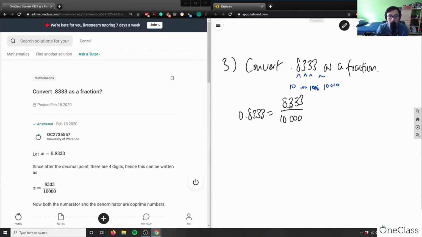And what we can do with this fraction, we have 8,333, which I'm not sure if that's a prime number. Let me check. 8 plus 3 is 11, plus 3 is 14, plus 3 is 17. Yeah, I'm pretty sure this is a prime number. So there's nothing I can divide between these two numbers to simplify or reduce this fraction. Let me just check my calculator for a sec. Yeah, I can't really do much with this fraction here.